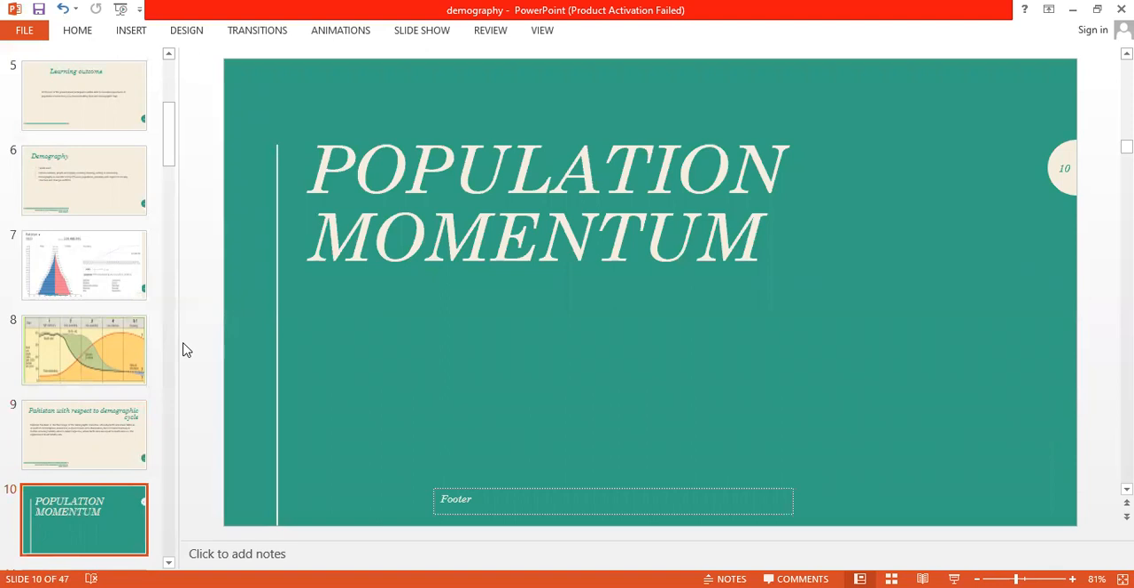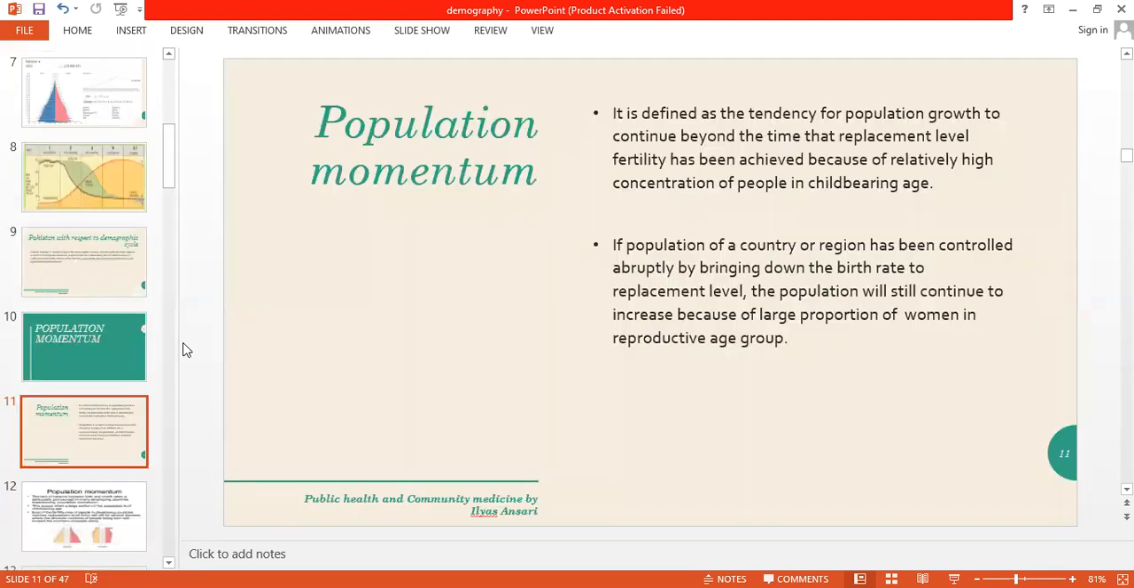Now we discuss population momentum. Population momentum is defined as the tendency for population growth to continue beyond the time that replacement level fertility has been achieved, because of the relatively high concentration of people in childbearing age.